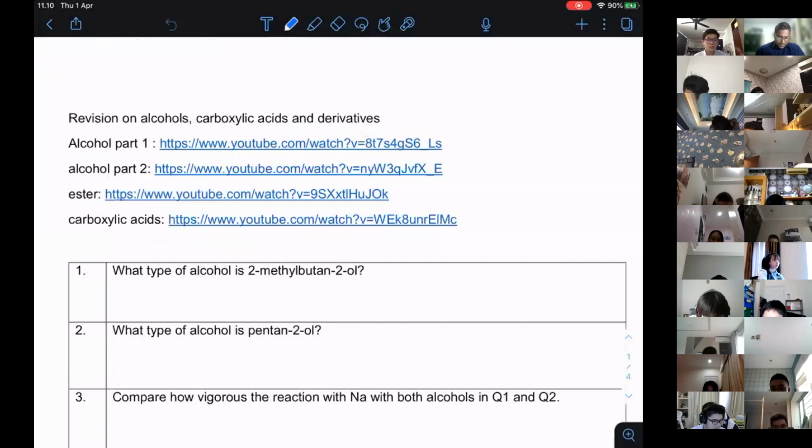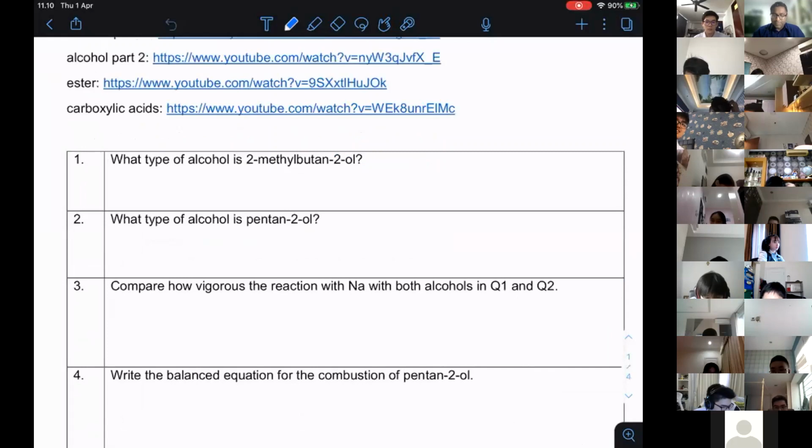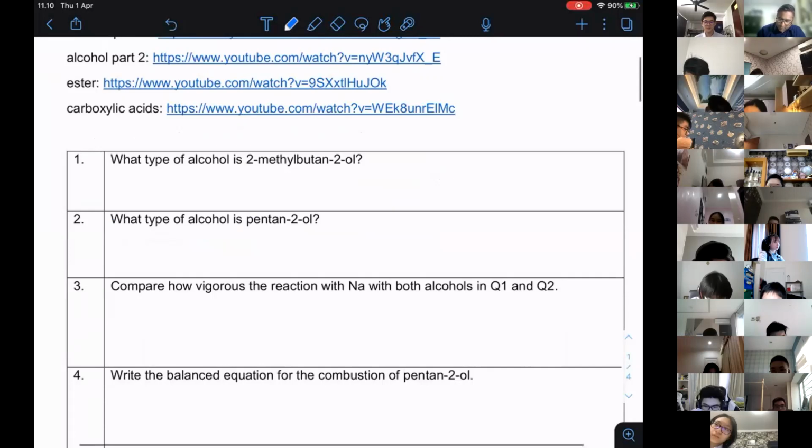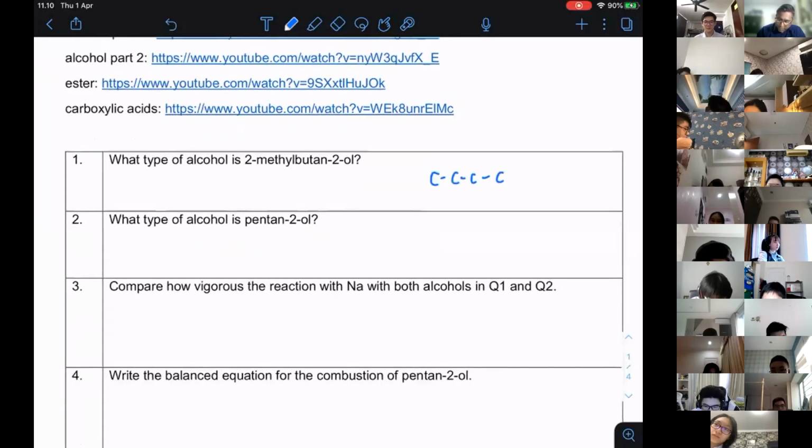So number one, they are asking us what type of alcohol is 2-methyl butan-2-ol. So butan-2-ol is going to be 4 carbon. And then at position number 2, there's a methyl, and at position number 2, there's OH. So you can see here, this is going to be a tertiary alcohol. So I'll just put down tertiary.